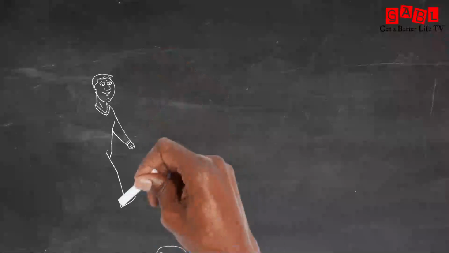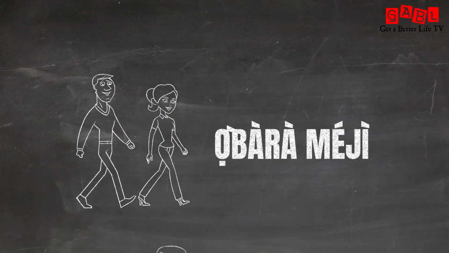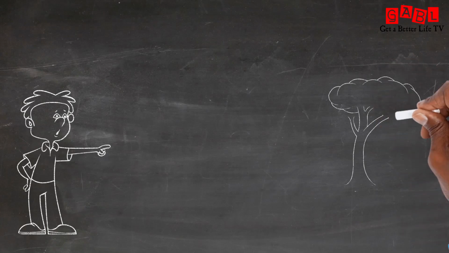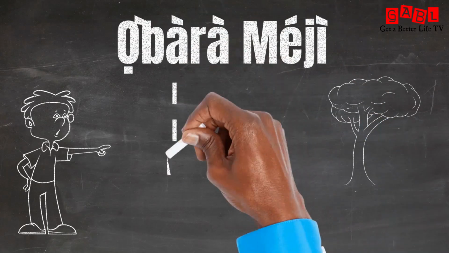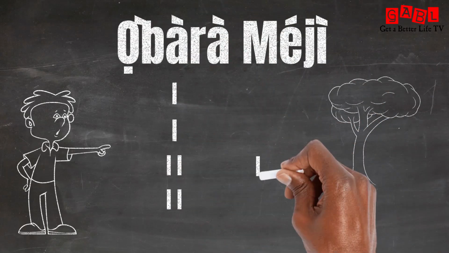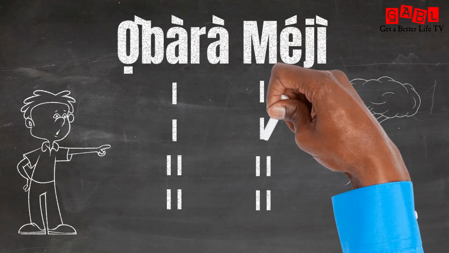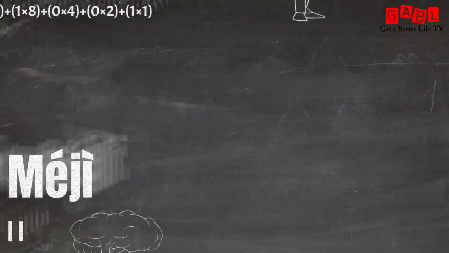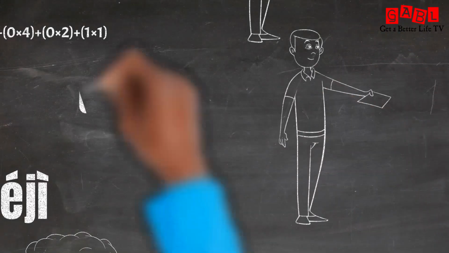Now let's move on to Obara Meji. Let's turn our attention to Obara Meji, an Odu strongly associated with wealth, prosperity, and the powerful influence of the spoken word. Its pattern too holds a specific numerical value within the Ifa system. Here is the pattern for Obara Meji.